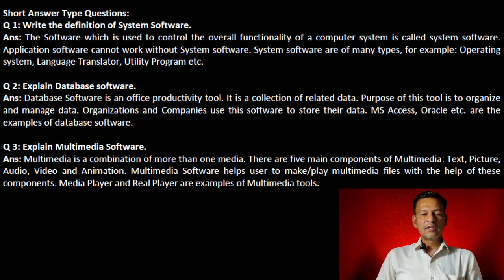Third question, explain multimedia software. What is multimedia software? Multimedia is a combination of more than one media. There are 5 main components of multimedia: text, picture, audio, video, and animation. Multimedia software helps the user to make or play multimedia files with the help of these components. Media Player and RealPlayer are examples of multimedia tools.